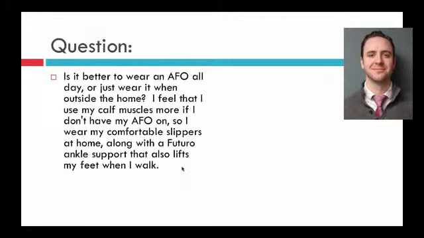Is it better to wear an AFO all day or just wear it when outside the home? I think I've kind of answered that. But my point in putting this question up there, you know what? This person has two different tools. They have an AFO they wear outside the house, and they have an ankle splint. What works for you and is functional for you, great. Whatever it is that enables you into your activities.